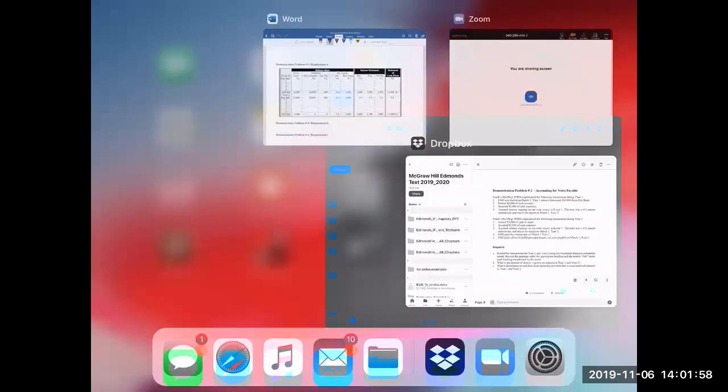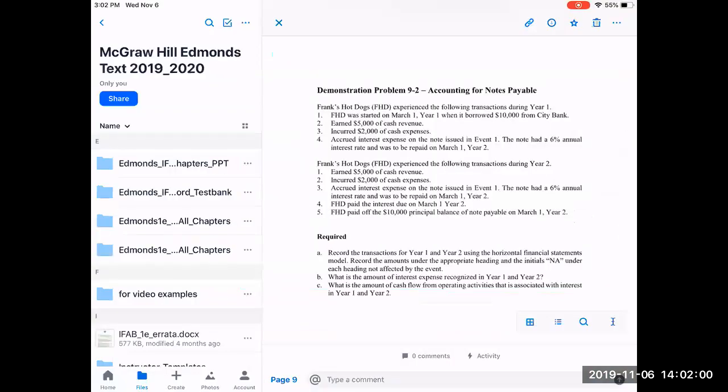Today we're going to look at an example where we're accounting for notes payable. And so we've got Frank's Hot Dogs here. I'll read through it to give us a general idea of where we're going. This problem is for you on Blackboard, but just like in my previous videos, I won't be flipping back and forth. So Frank's Hot Dogs experienced the following transactions during year one.